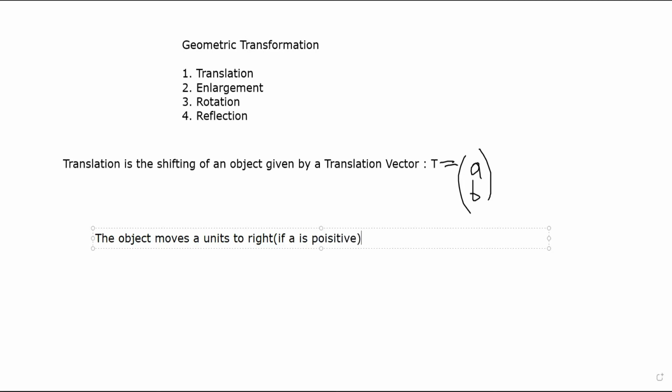And then it would move, positive spelled wrong. It moves A units to the right if A is positive, and the object moves B units upwards if B is positive.